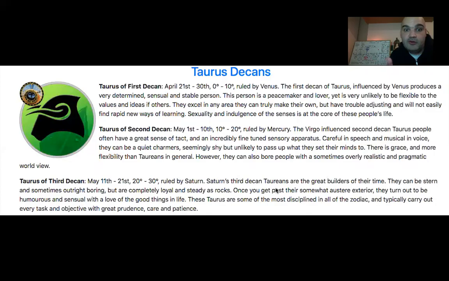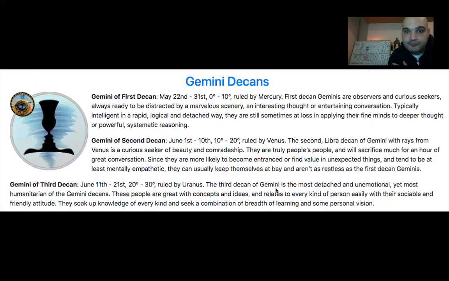And the same with Taurus. So the first decan of Taurus will be a Taurus ruled by Venus. The second decan will be a Taurus Virgo ruled by Mercury. And then the third decan will be a Taurus Capricorn ruled by Saturn. And then Gemini would be Gemini ruled by Mercury. The second one would be a Gemini Libra ruled by Venus. And the third one would be a Gemini Aquarius ruled by Uranus. So I'm just giving you an idea of why each one is ruled by a particular planet.